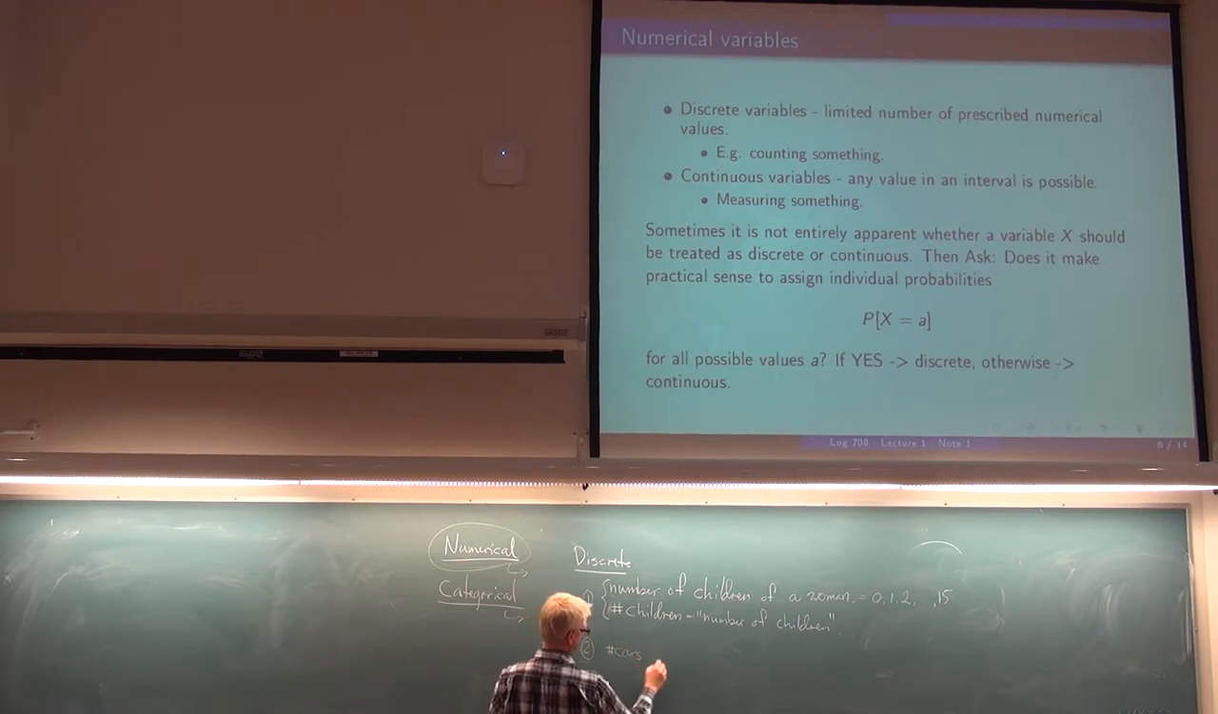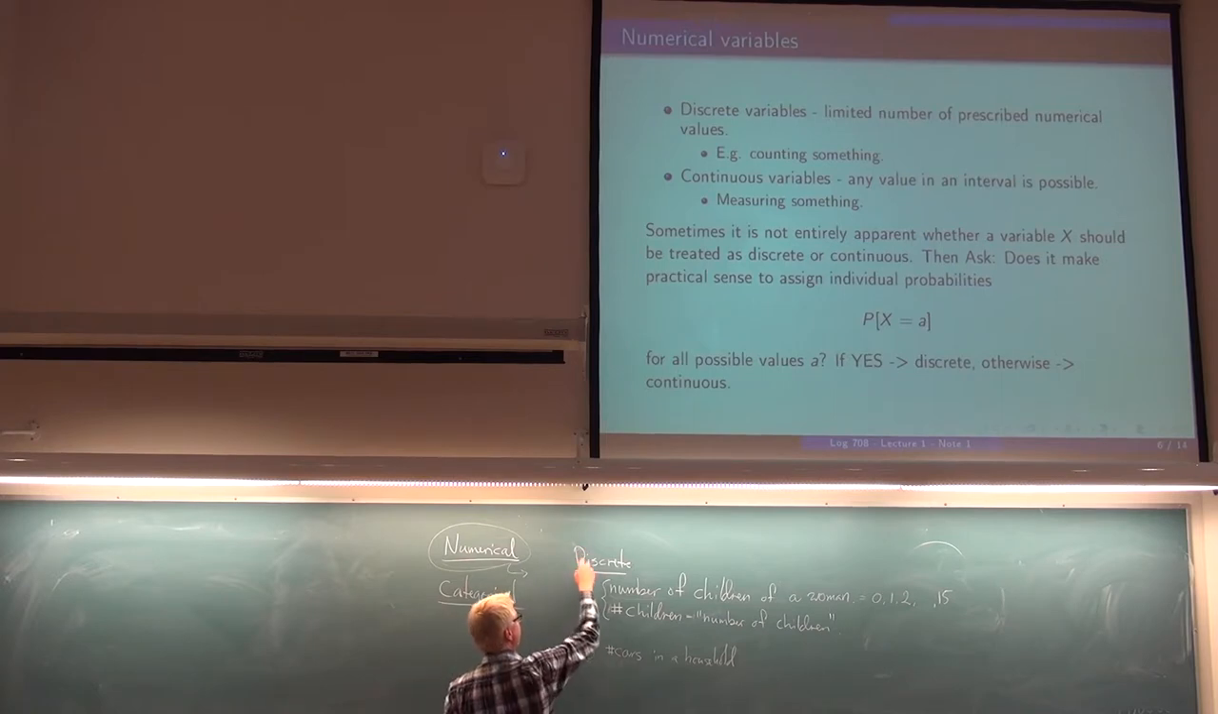Number of cars in a household. This is also counting something, so it's 0, 1, 2, or 3, and so on. Okay, so this is numerical discrete. The other numerical was continuous.